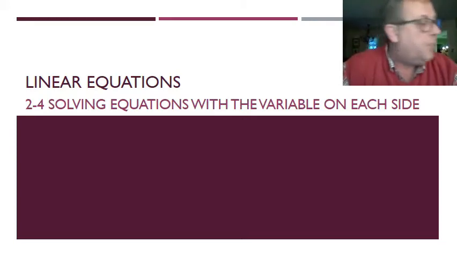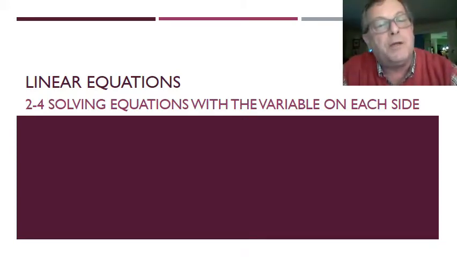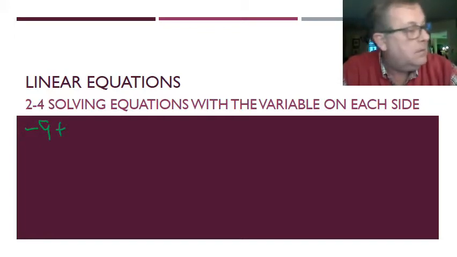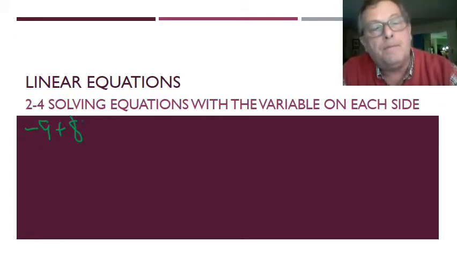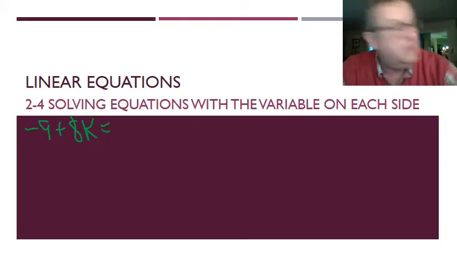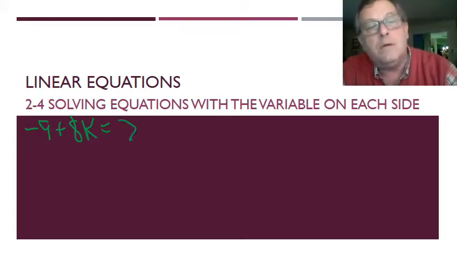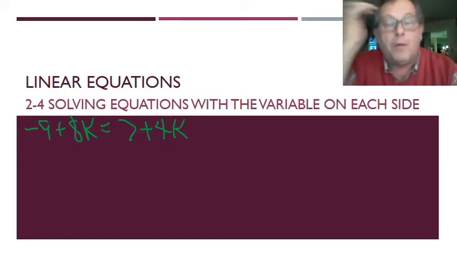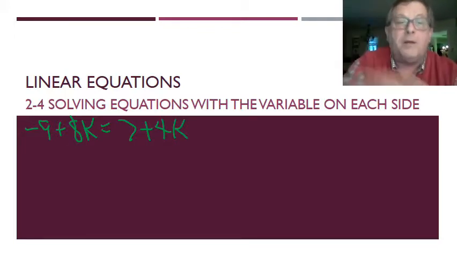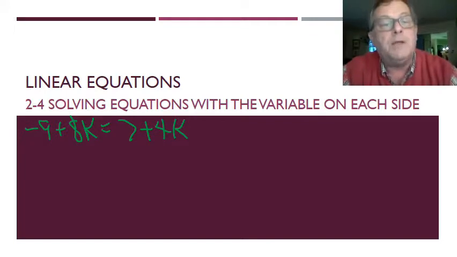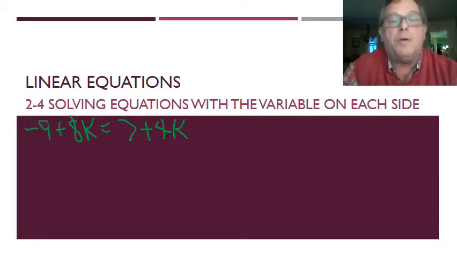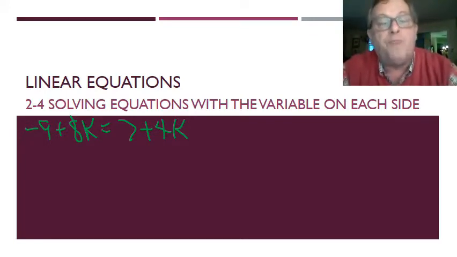All right, what do you say we do one more? Let's start off here with an equation. So I've got minus 9 plus 8k equals 7 plus 4k. All right, now I want to get my variables all on one side. So I'm going to do that, I'm going to subtract 4k from both sides.